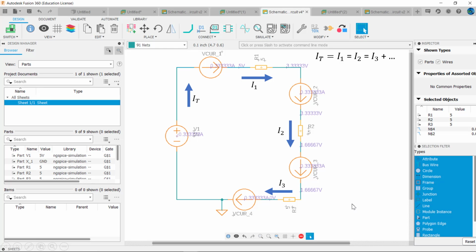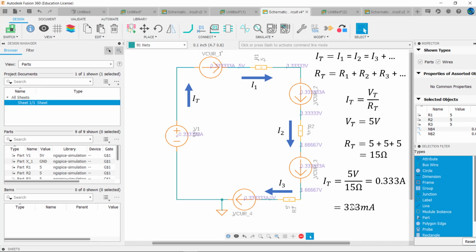Another characteristic of series circuits is that the resistances add. The power source sees the sum of all the resistors. Mathematically, we would say R total, or RT, equals R1 plus R2 plus R3, and so on. Ohm's law applies here as well. I total, or IT, equals V total, or VT, over RT. In this example, VT equals 5 volts, and RT equals 5 plus 5 plus 5 equals 15 ohms. So IT equals 5 volts over 15 ohms, which equals 0.333 of an amp, or 333 milliamps.